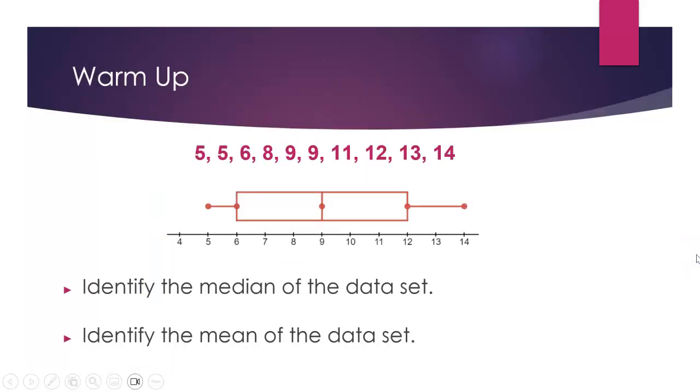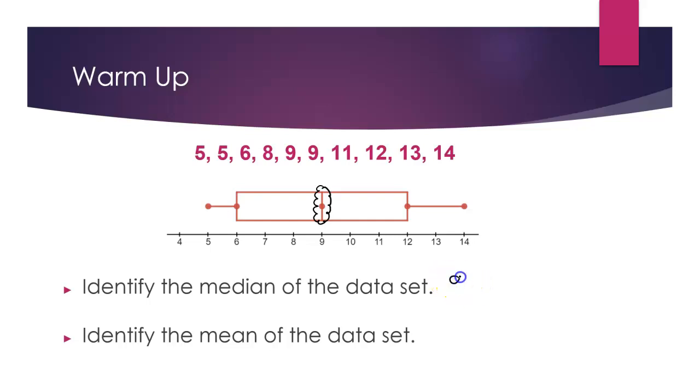All right, so our first example here is a box plot, and I'm asking you to figure out two things: to identify the median of the data set and to identify the mean. Hopefully you know that the median is a pretty quick and easy thing to find on a box and whisker plot. It is the value in the middle, or that line down the middle of the box, which sometimes isn't in the middle, but you know what I mean.